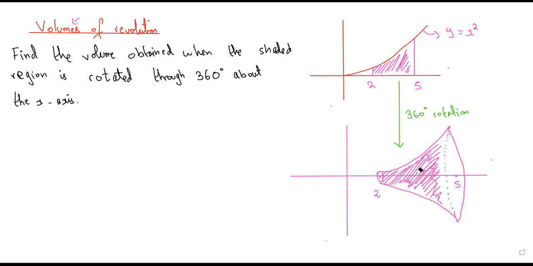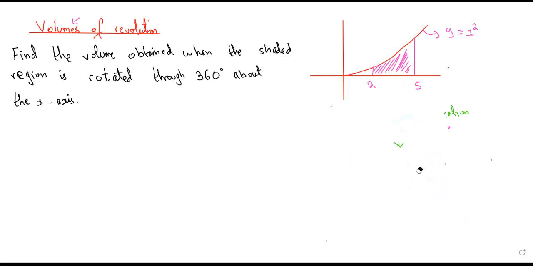Let me make the diagram as well. Let's make a different diagram for this question. It is y equals 9 by 3x plus 2, and this is the shaded region. This is x and this is y.